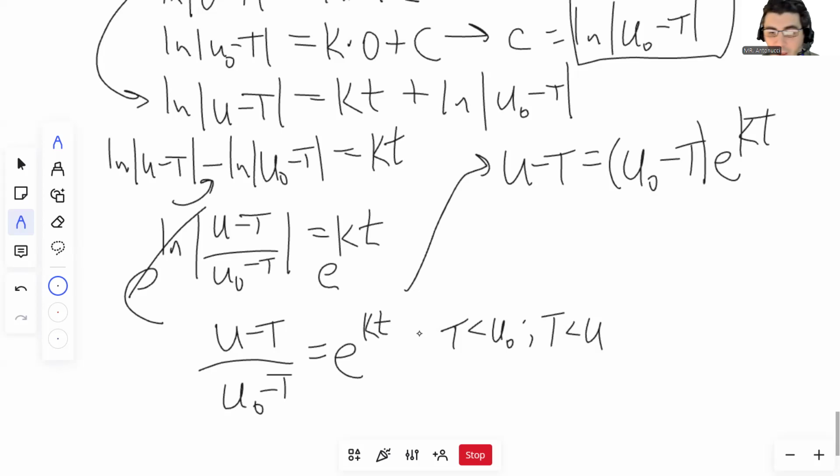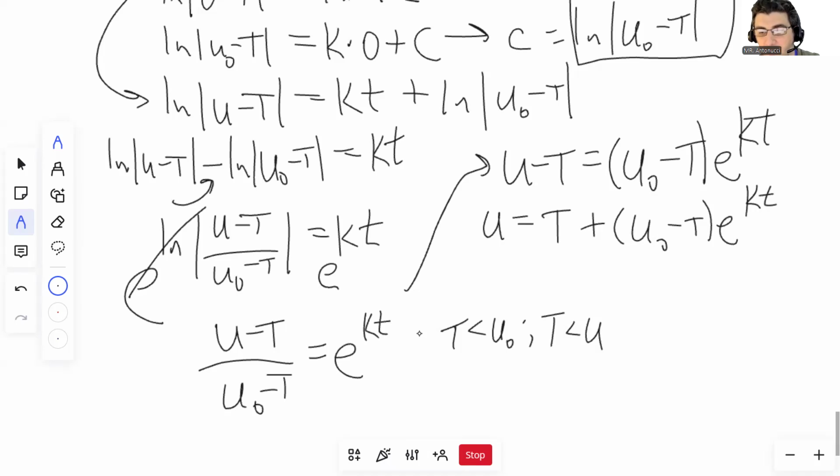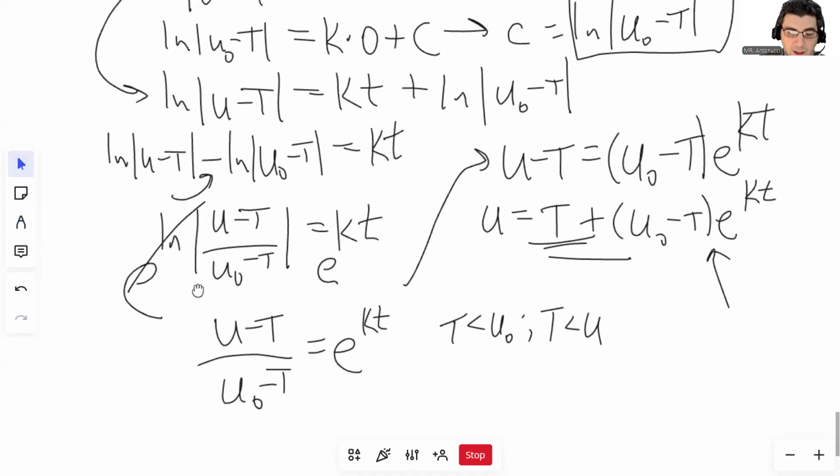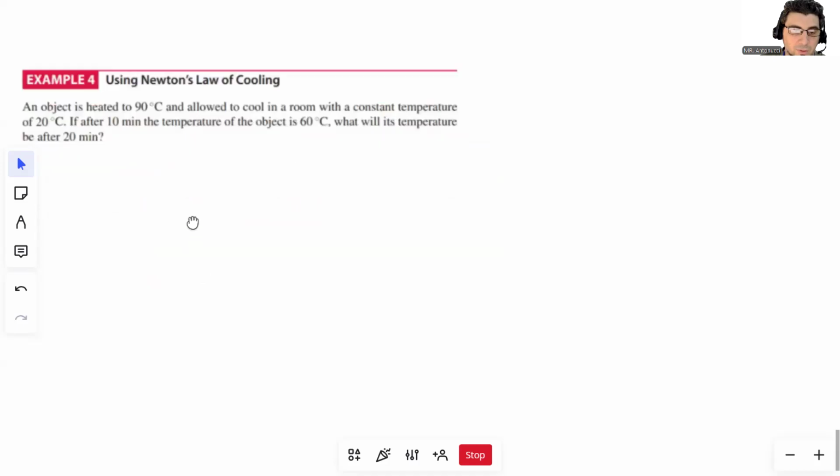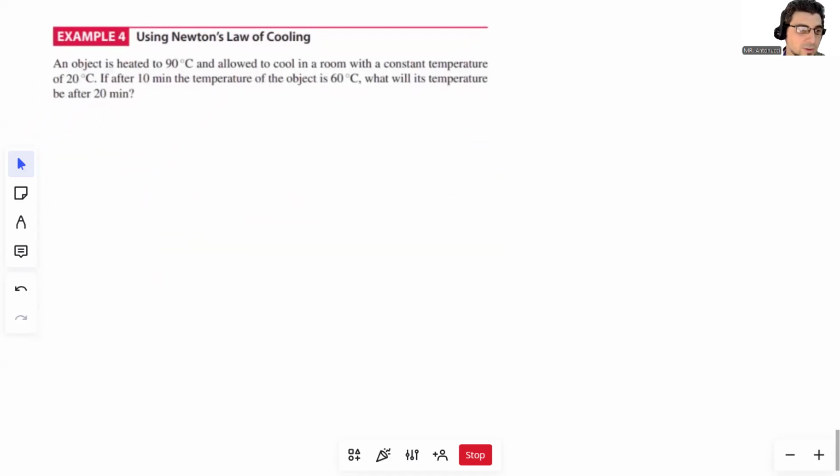Okay. And then if I solve for u equals T plus (u naught minus T) times e to the kt, like this. This set of parentheses right here is very important. Sometimes the T is added in front, and then sometimes it's added behind, as you may see. Okay, so let's do this with an example here.